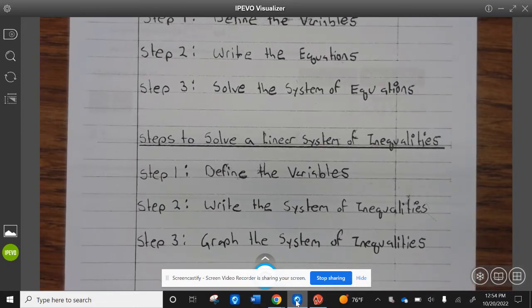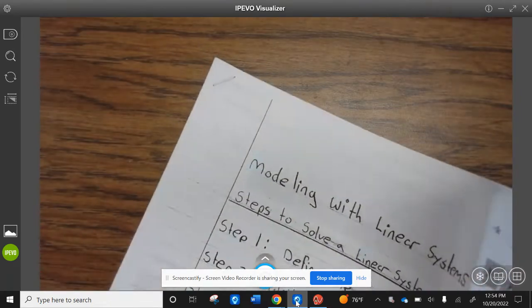Steps to solve a linear system of inequalities. Step 1, define the variables. Step 2, write the system of inequalities. Step 3, graph the system of inequalities. All right, let's take a look at the first example.